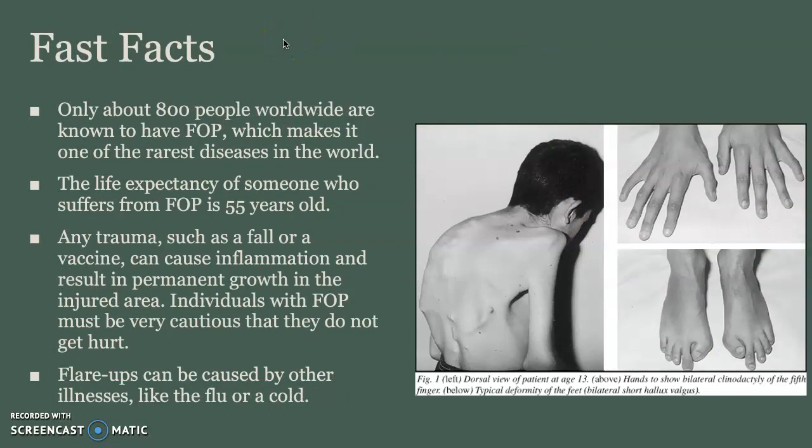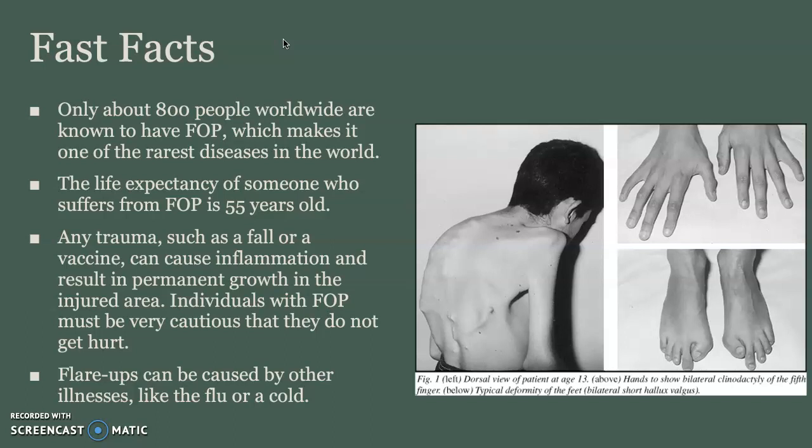So some facts about the disease that didn't really fit into some of my other slides is that only about 800 people worldwide are known to have FOP, which makes it one of the rarest diseases in the world. And the life expectancy of someone who suffers from FOP is only 55 years old. And any trauma, such as a fall or even as little as a vaccination, can cause inflammation and result in permanent growth in the injured area.